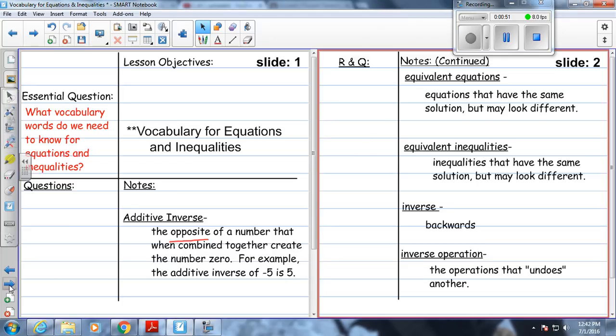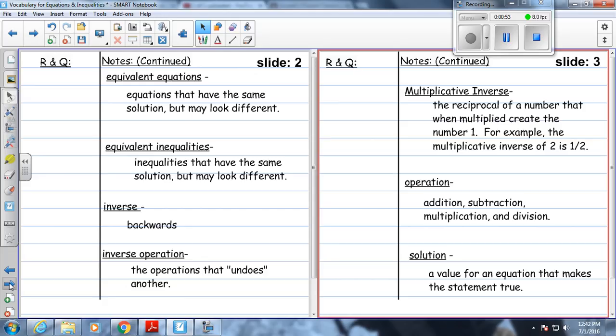All right, moving on to our next vocabulary word, we have equivalent equations. Those are equations that just have the same solutions. They look definitely different, similar to equivalent fractions. Same for equivalent inequalities. Inverse, big word for this lesson.